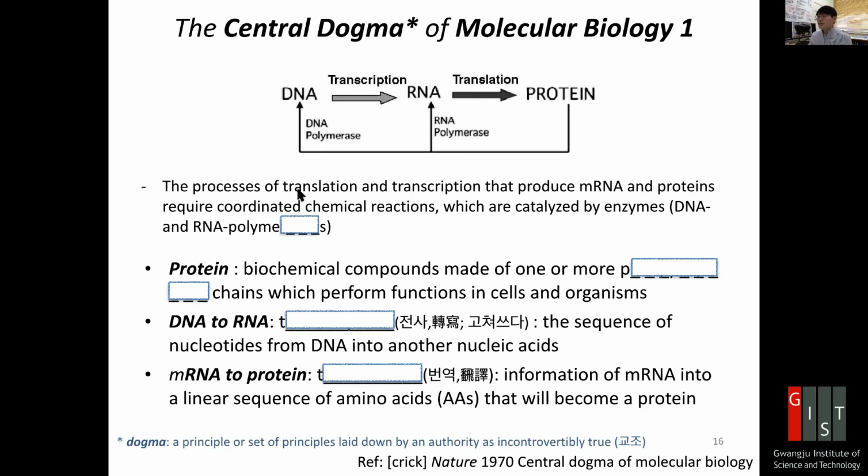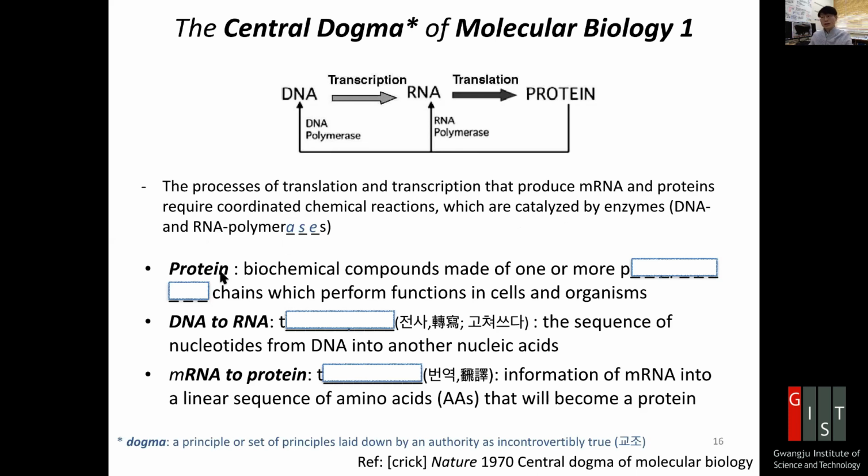So the processes of transcription and translation that produce messenger RNA and proteins require coordinated chemical reactions, which are catalyzed by enzymes called DNA and RNA polymerases. These enzymes make a polymer from this unit, so polymerase. You recognize a lot of these names ending in -ase as usually naming an enzyme.